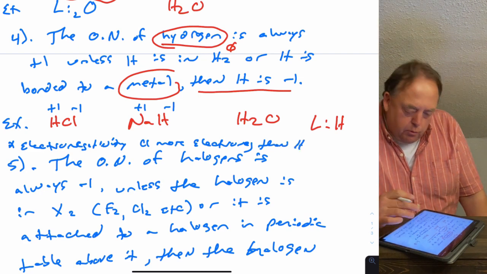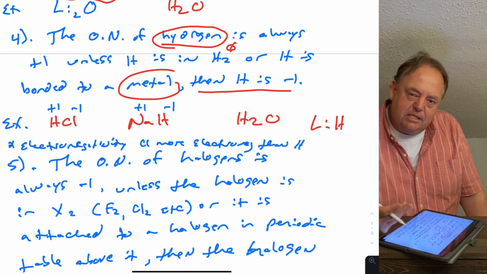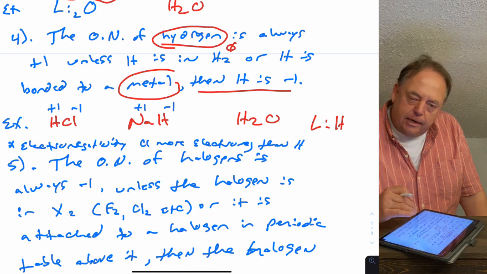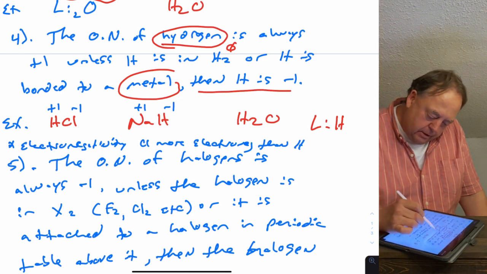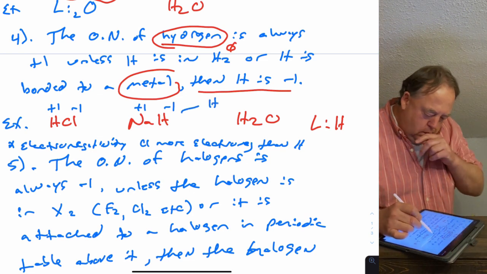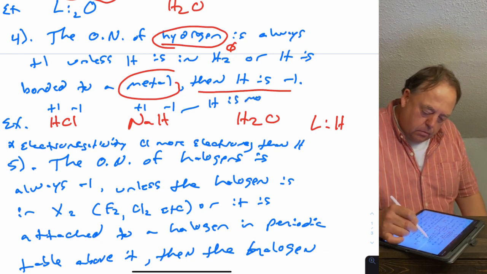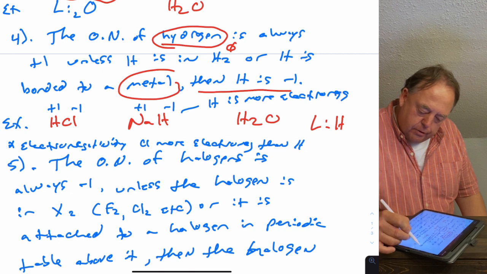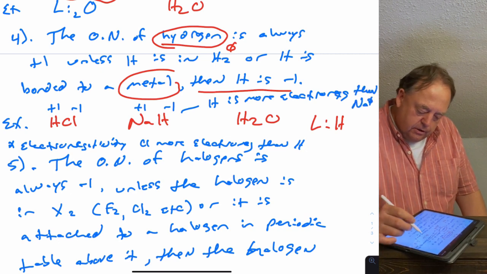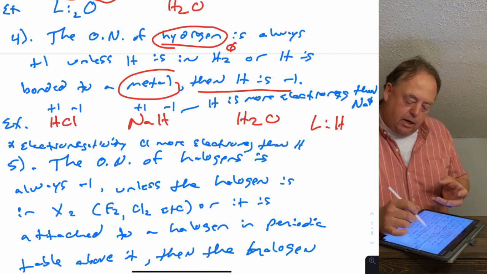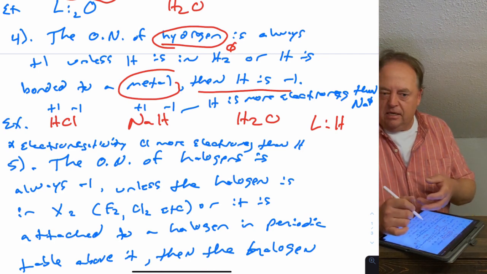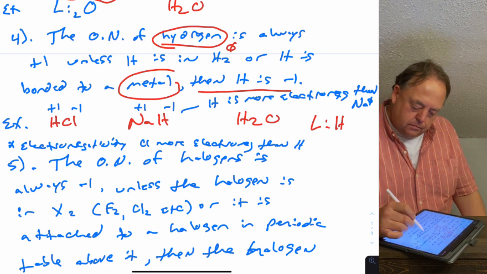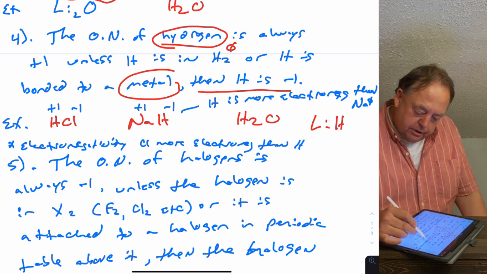Right, so chlorine is more electronegative than hydrogen, so chlorine gets to be the one that's negative, and that makes hydrogen positive. But in this case, hydrogen is more electronegative than sodium. So since hydrogen is more electronegative, it gets to be negative, and then sodium is positive.